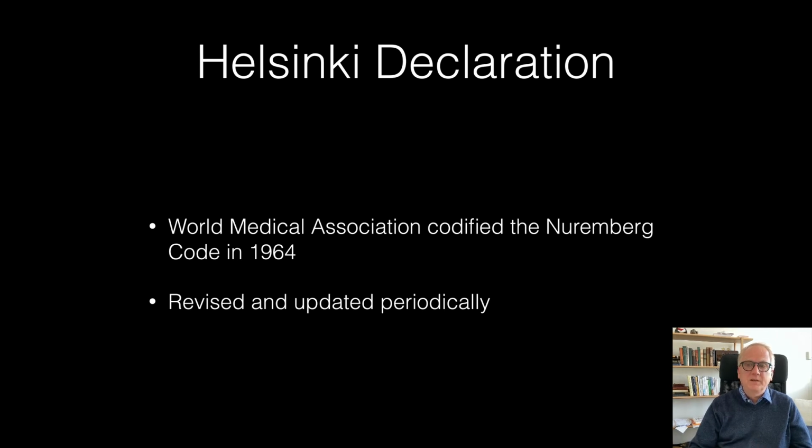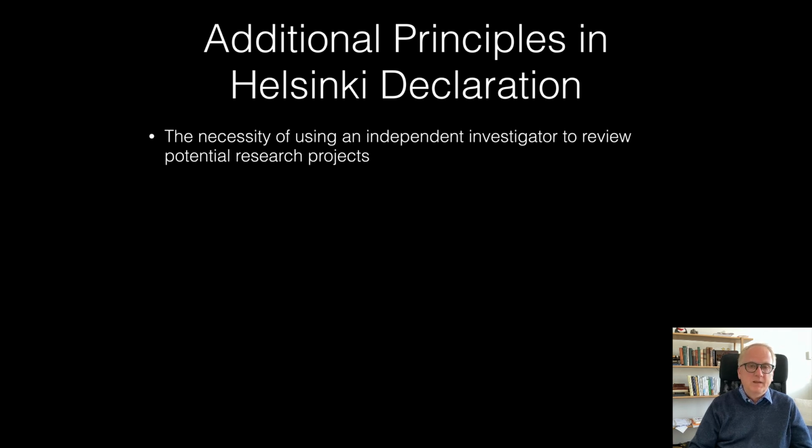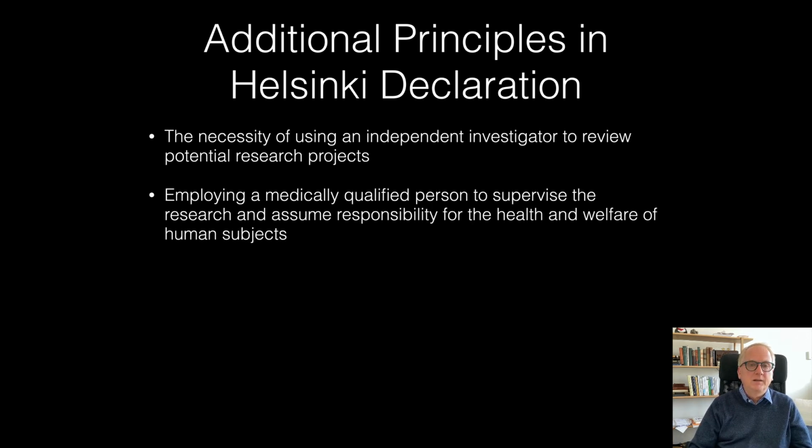And since 1964, it's been revised and updated periodically because, of course, there are other things to be considered besides those 10 original guidelines. So additional principles that have happened since then is that, for instance, the necessity of using an independent investigator to review potential research projects. So it shouldn't really just be up to an individual researcher to decide whether or not their research is ethical. This means that in order to conduct research, somebody else who's not connected to the research should review it to see if it actually follows the ethical guidelines.